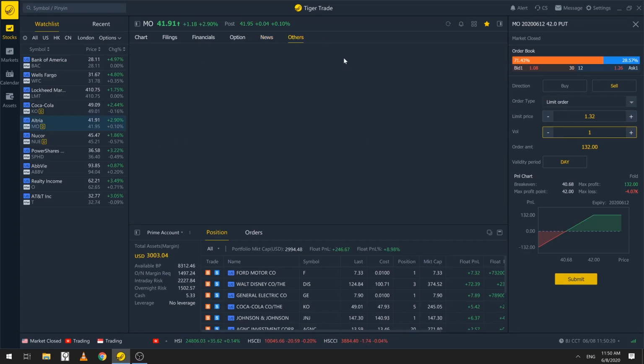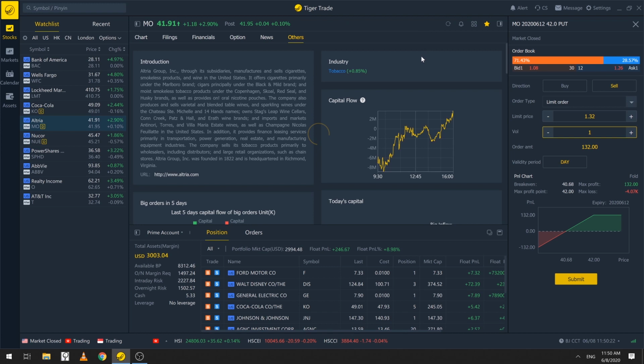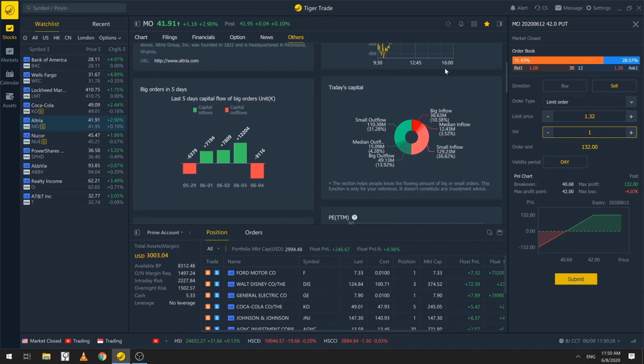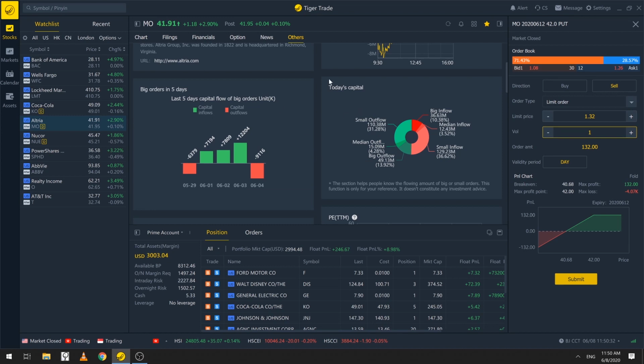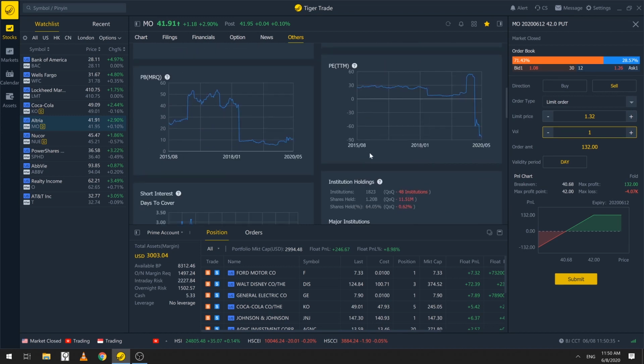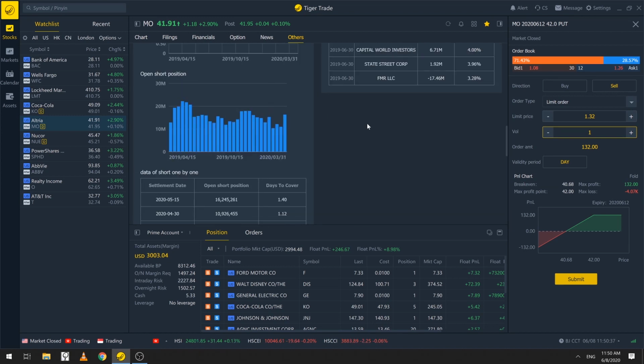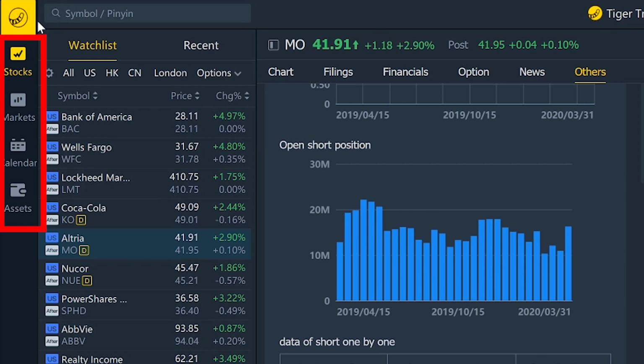So under the others, this is where it holds the main information about the company, what the company does, the website of the company, the industry that they are in, some capital flow today, in and out, the last big orders within the last 5 days. So all this information is put out here free, so you don't have to be paying to be using this platform. Let's move into the extreme left panels.